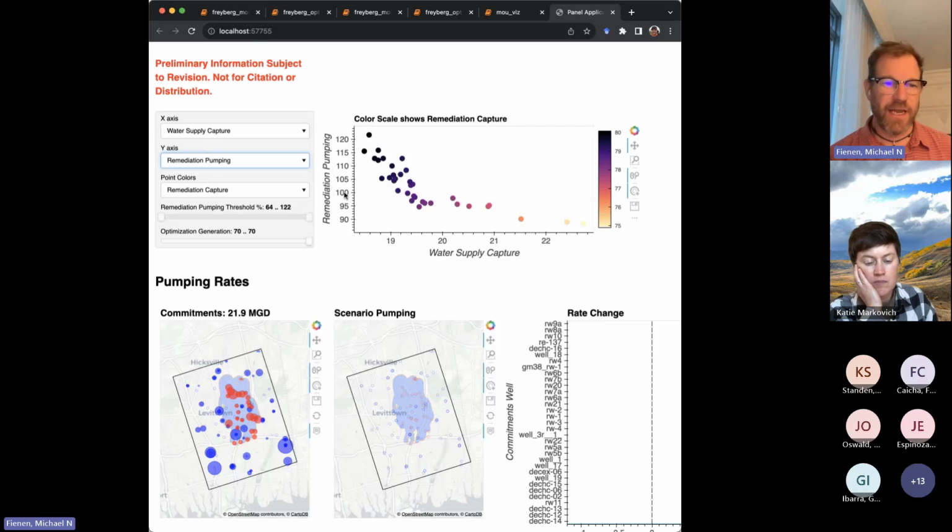So 100% is kind of their baseline, and they could either decrease down around 90% or increase to 120%. And then the color scale here is showing that third objective, which is the actual capture by remediation. So sure, if you pump at the absolute maximum, you have the lowest water supply capture, and you have the highest remediation capture. But by decreasing pumping even 10% from the maximum, we're looking at maybe not even 1% change in the water supply capture.